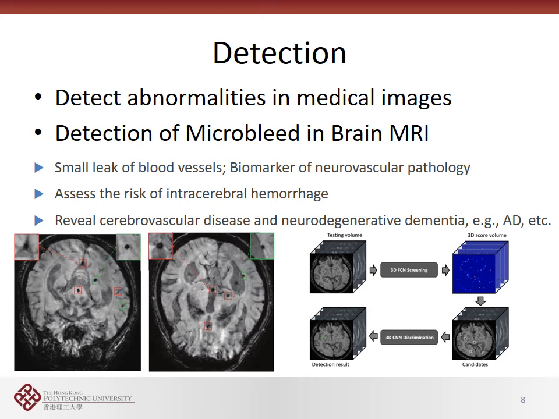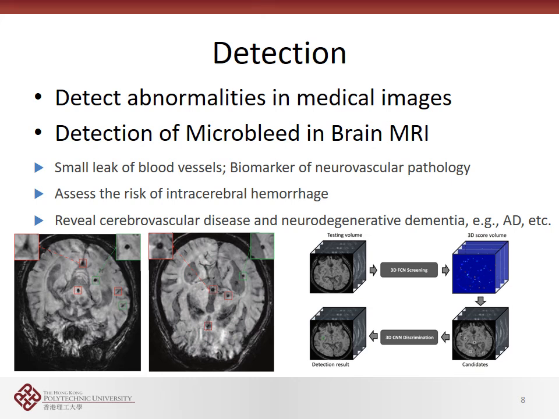So in this part, we first introduce other tasks, other applications. The first one is detection. Detection is one of the most common applications in medical image processing. Detection is to automatically detect lesions or abnormalities in medical images. Here is an example: detection of microbleeds in brain MR images.